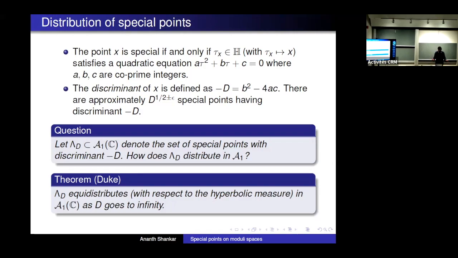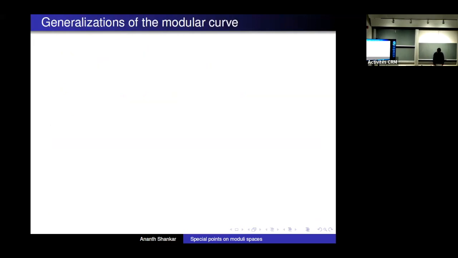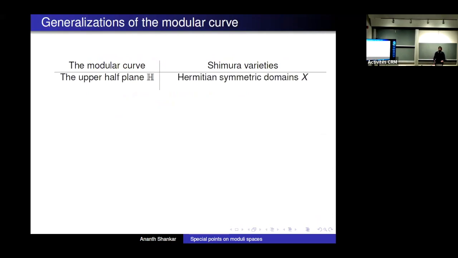So this is the most basic moduli space that's going to show up, and now let me start talking about more general moduli spaces, such as Shimura varieties. The modular curve is the most basic example of a Shimura variety. The upper half plane was a crucial player in defining the modular curve. A generalization of the upper half plane are objects called Hermitian symmetric domains. These are again bounded spaces which have a Hermitian metric, a negatively curved metric.